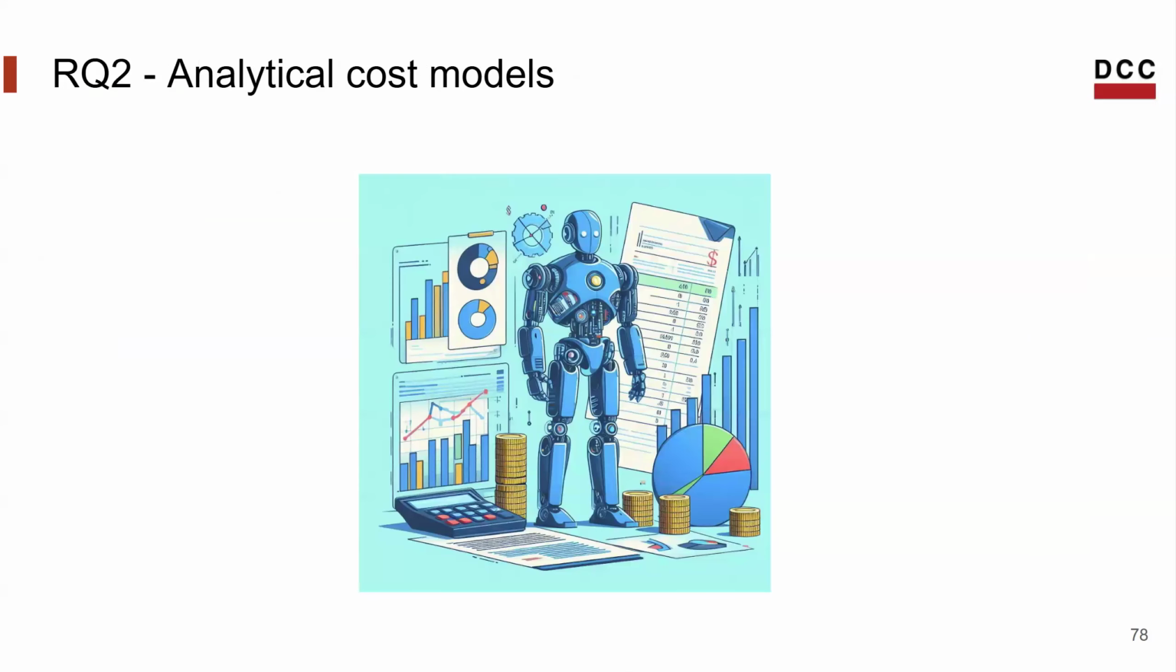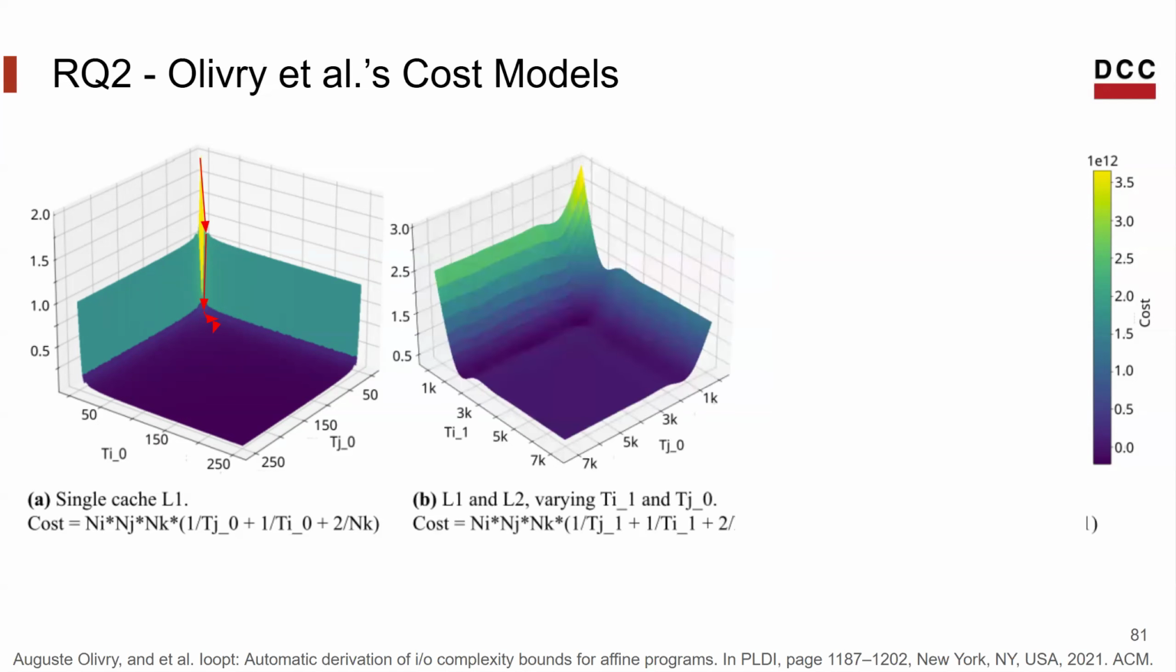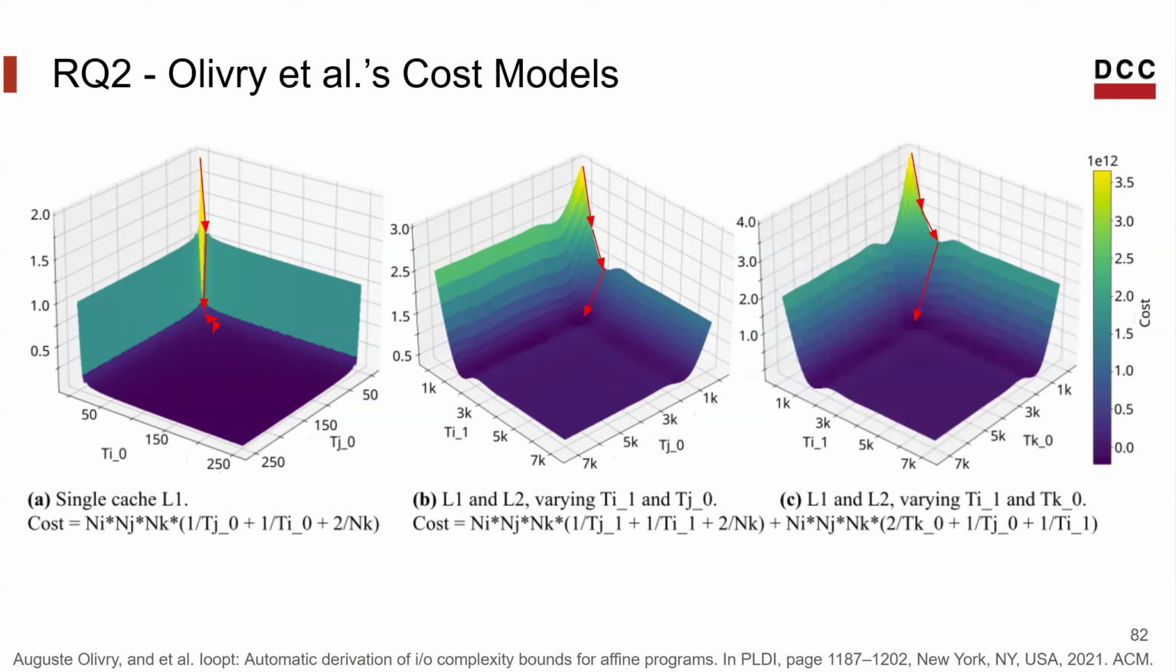In research question 2, we focus on analytical models. Analytical cost models are systems of equations that predict the cost of a program given a model of the hardware. We evaluated Olivier et al.'s cost model for a single cache level, L1, and we can see that Droplet can hold, finding global minimum point solutions in few steps. When we consider L1 and L2 cache memory, even on different tiles, we can see that Droplet finds the global minimum.